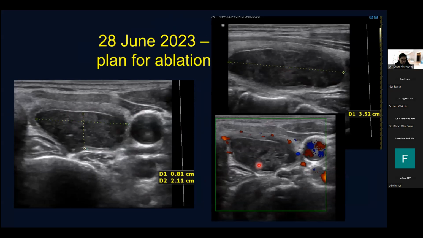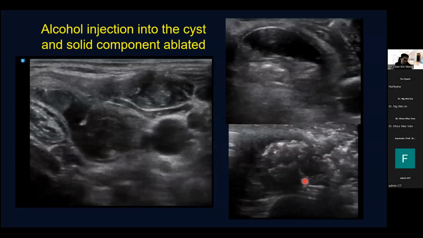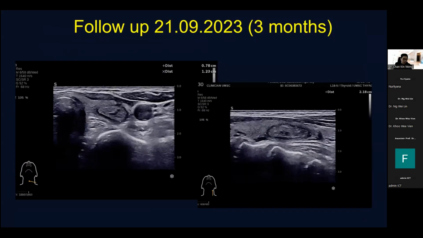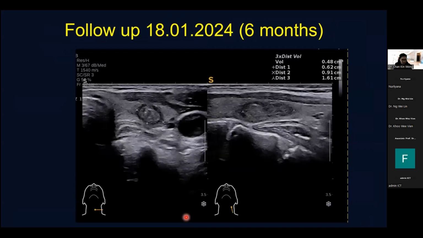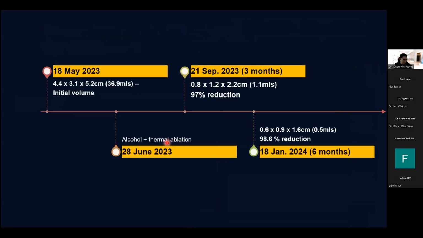And this is the lesion itself. Okay, you can see the cystic component is no longer that dominant. And on the day itself, we actually injected some alcohol into the cyst, and the solid component was actually ablated over here. Okay. And follow up 3 months later, you can see the volume is getting smaller. You don't see the cystic component anymore. And at 6 months, it gets even smaller. Okay. So this is the general timeline.